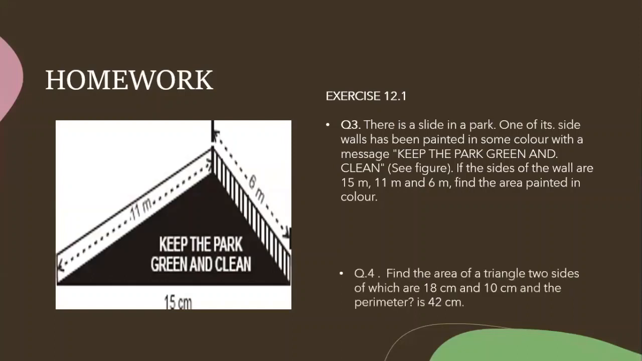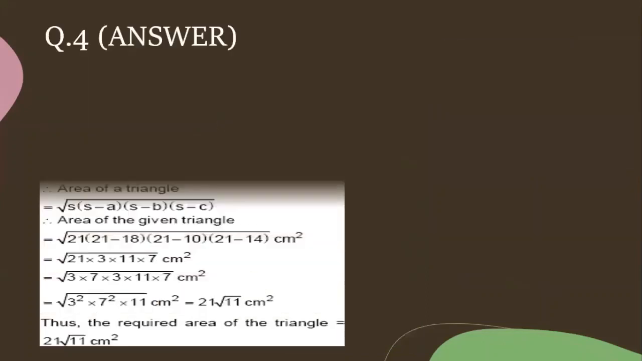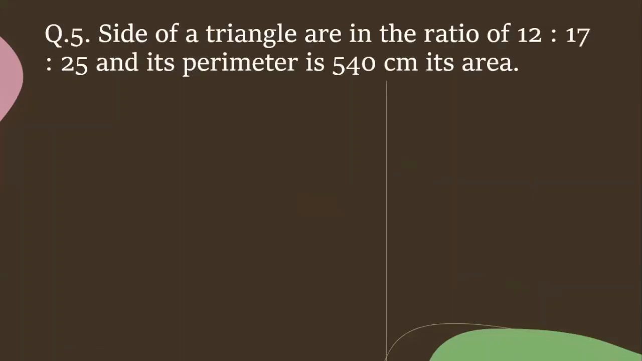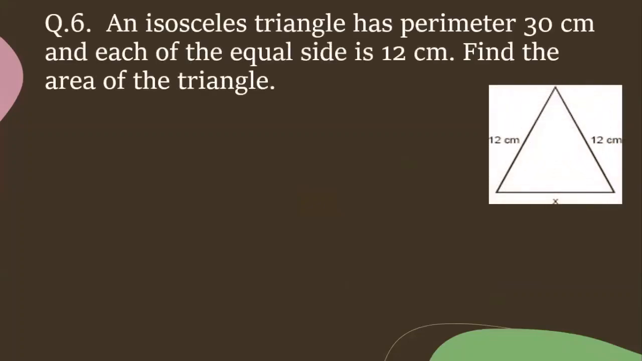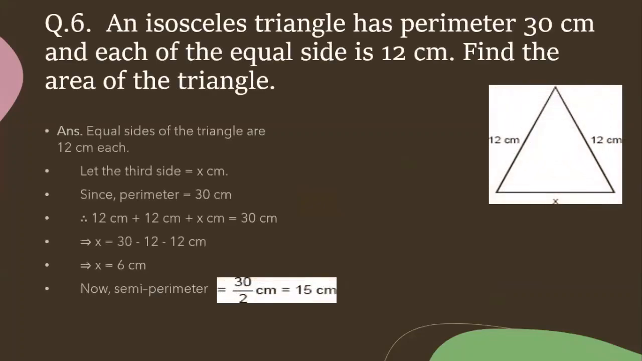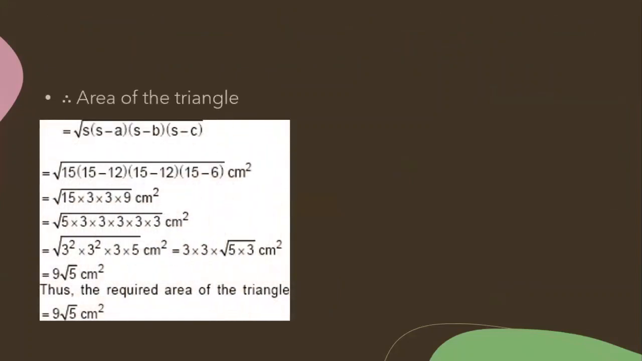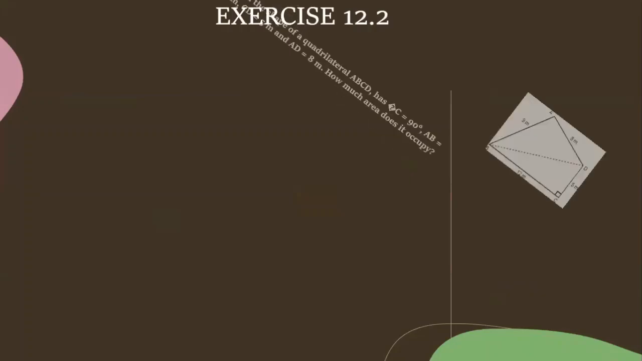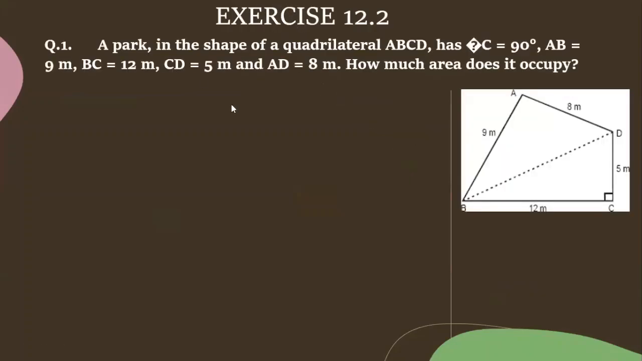We discussed the homework sums, exercise 12.1, third and fourth. Even exercise 12.1, the first two sums I finished, and the fifth and sixth sums I finished in yesterday's class. I told all of them to complete these notes. Have you all finished, children? Yes, ma'am. I completed till the fifth question of this chapter, ma'am.